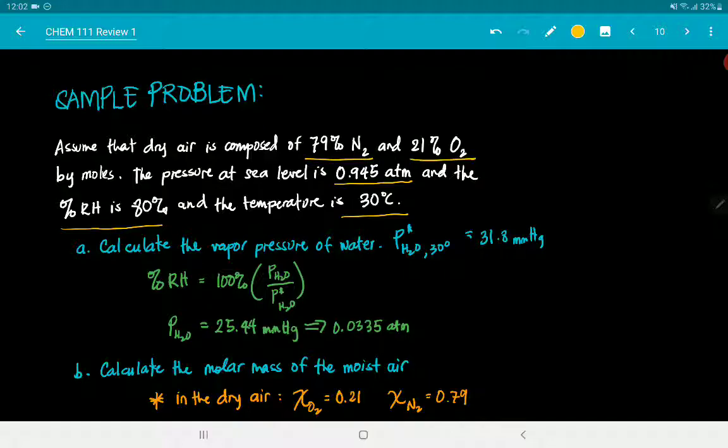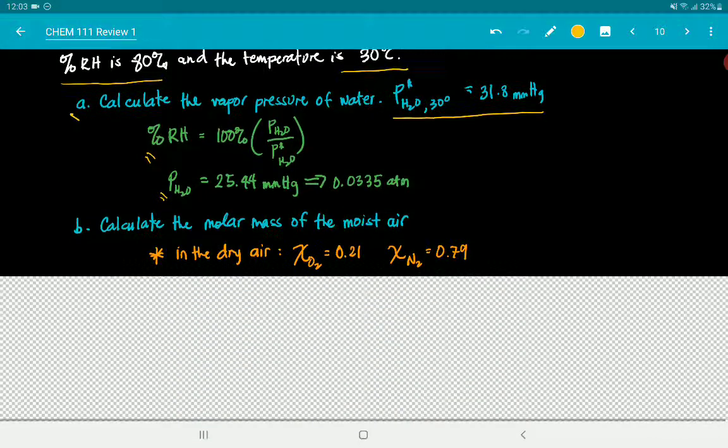Okay? So, letter A, calculate the vapor pressure of water. So, this will be easy. Okay? Ito na yung ating saturated vapor pressure based dun sa table kanina. So, the saturated vapor pressure at 30 degrees is 31.8 millimeters mercury. You use the percent RH is equal to 100% times the pressure of H2O over its saturated vapor pressure. Calculating for the pressure of water, we have 25.44 millimeters mercury, or 0.0335 atmospheres.